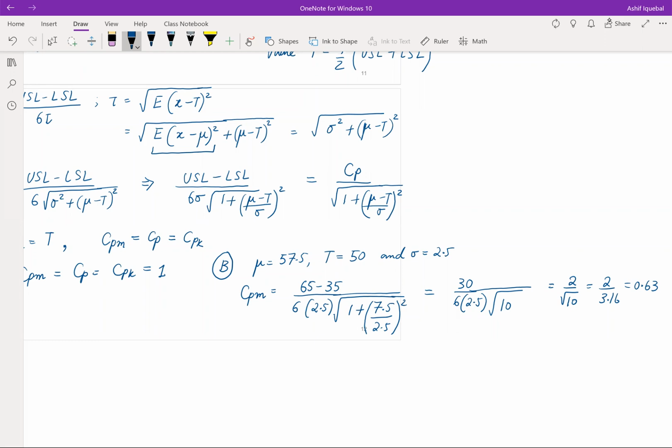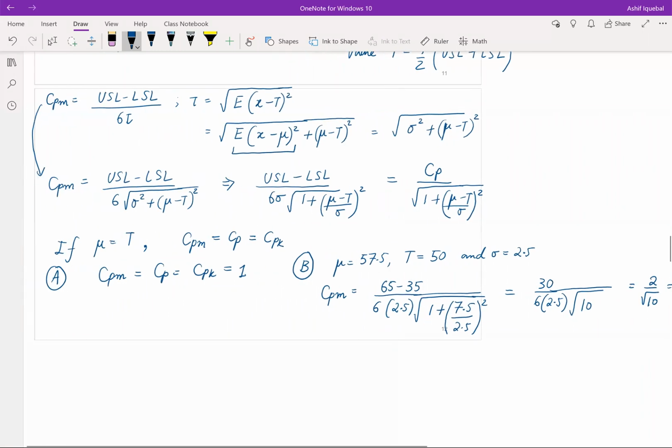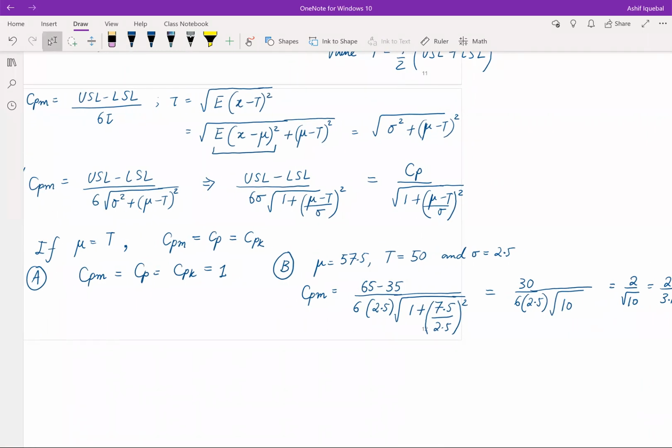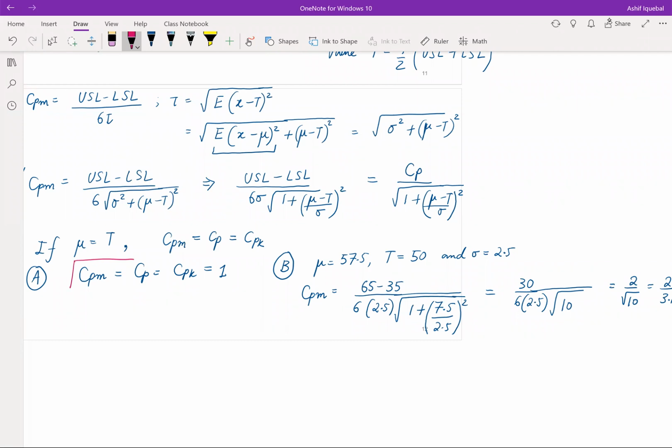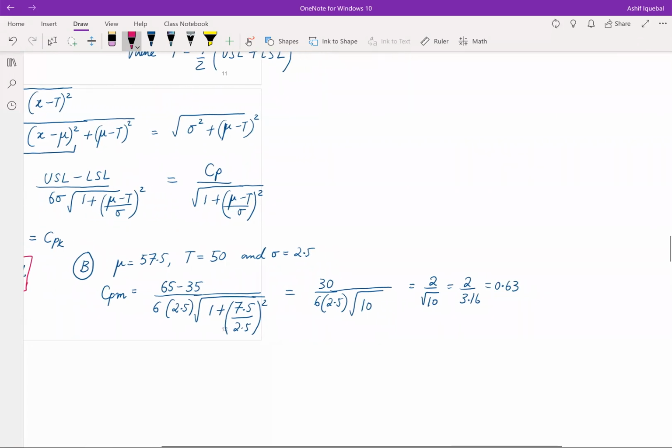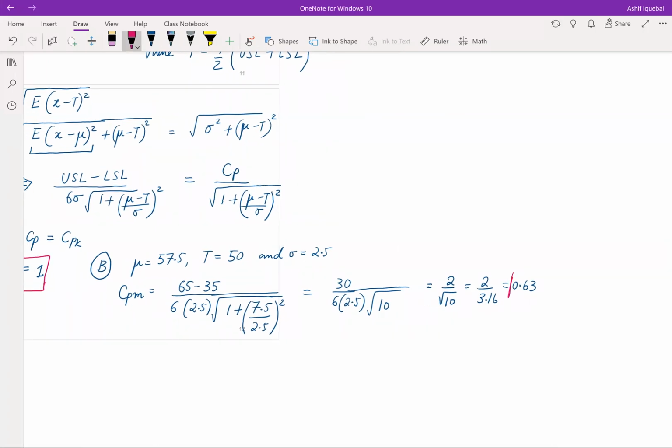Now you can see that the process capability ratio for process B is less than the process capability ratio for process A. Do you see this? So the process capability ratio for process A is 1, and the process capability ratio for process B is 0.63.